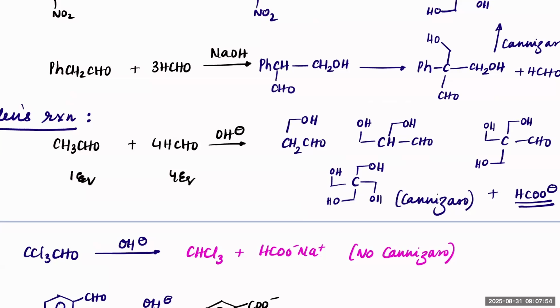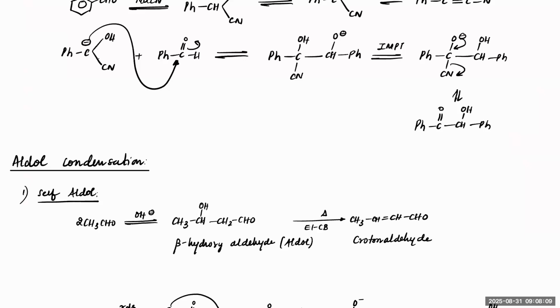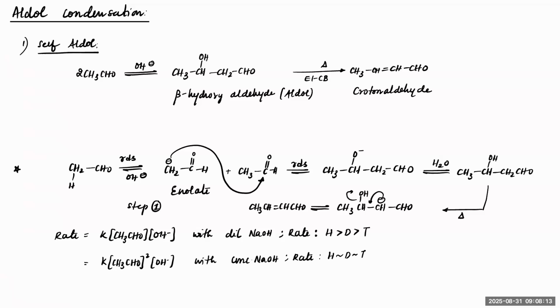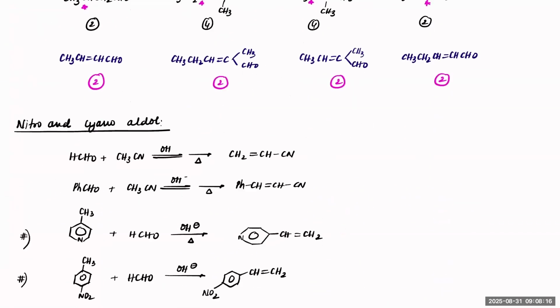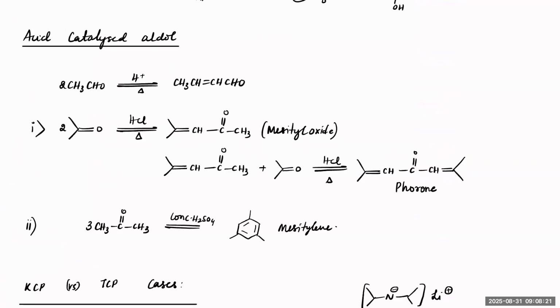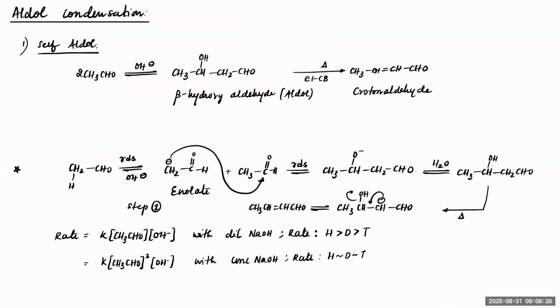Now notice this one. If you have PhCH2CHO and then I have 3 moles of HCHO. Okay, I'll come to this reaction because before that I need to discuss aldol. Let me come back to those three reactions, because without aldol, I think that is one reaction which I need to discuss first. So check it out. First, let us go and understand the second type of important mechanism, which is aldol.